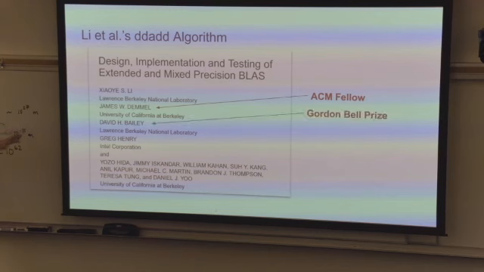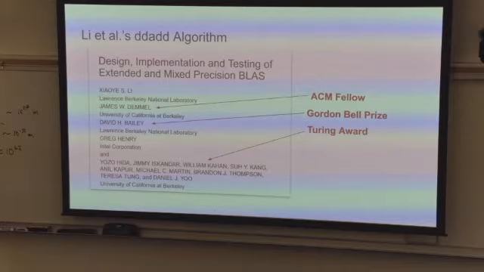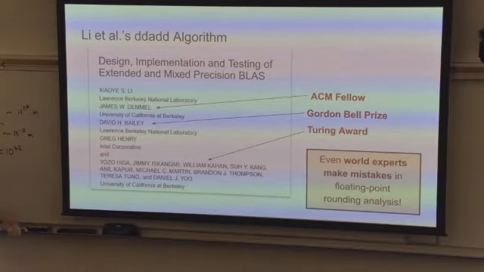We have an ACM fellow here, we have a Gordon Bell Prize winner, we have a Turing Award winner among the author list, and even these guys can get it wrong. I'm not saying I'm smarter than them. These are the luminaries of our field. They've done amazing things, highly respectable. But even the world experts can make mistakes in floating point rounding analysis. It's just that tricky to get this subject right.